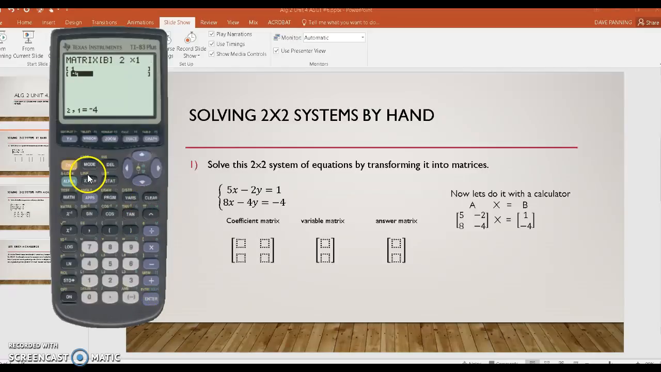Then really all you have to do is, I'm going to get out of this mode. I'm going to go to second quit. I'm going to go to matrix A, but I want the inverse of that matrix, and my inverse button is right here, x to the -1st. So now I have the inverse of A, and I'm going to multiply that times matrix B. And when I do that, you see that I get 3, 7, which is the exact same thing that we had when we did this by hand.